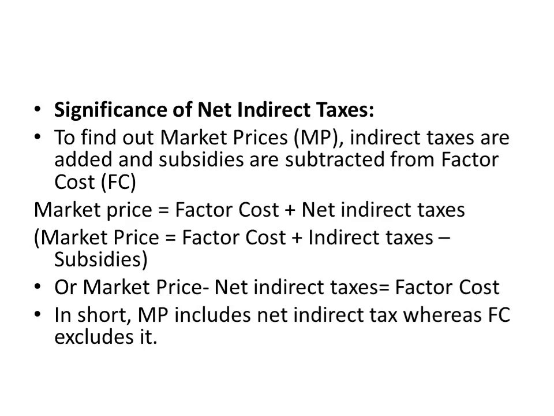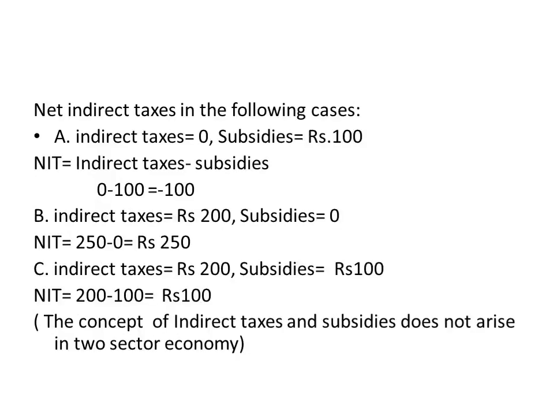What is the significance of net indirect taxes? To find out market price, indirect taxes are added and subsidies are subtracted from factor cost. Market price is equal to factor cost plus net indirect taxes. Same as, market price minus net indirect taxes is equal to factor cost. MP, market price, includes net indirect taxes whereas factor cost excludes it.